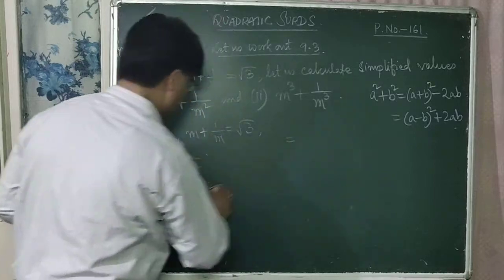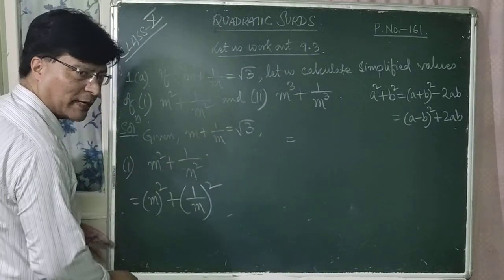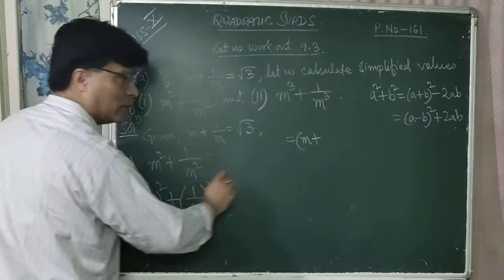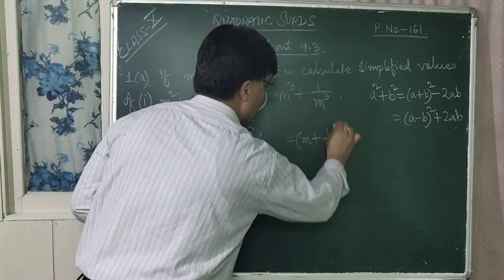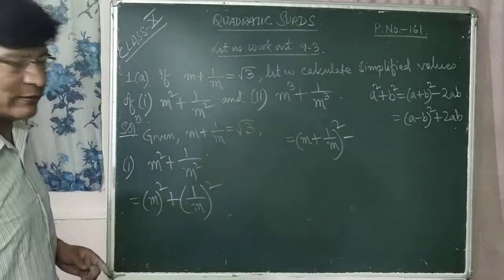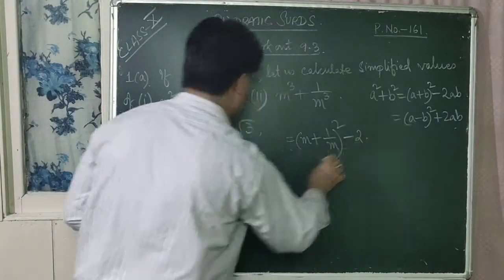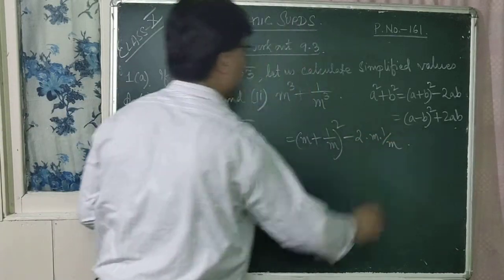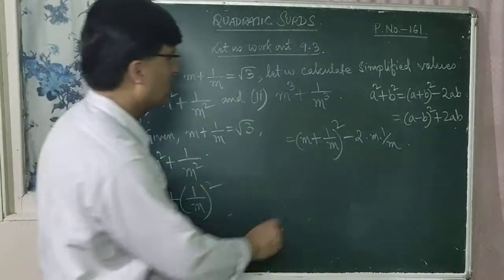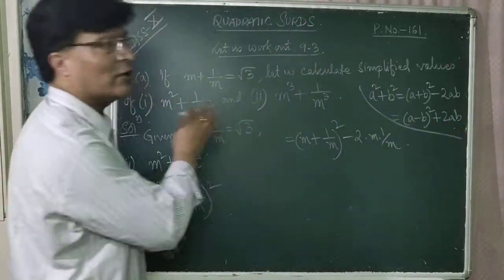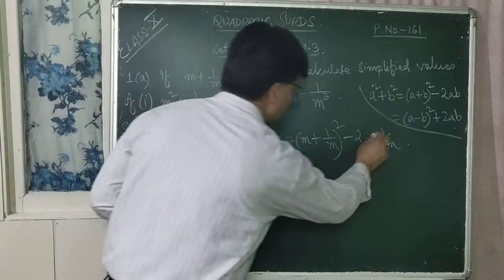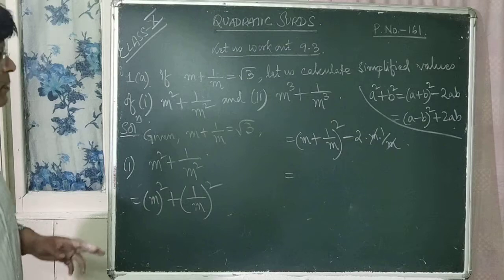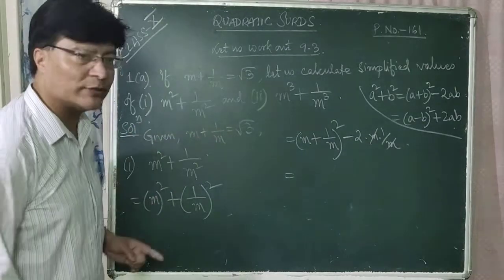The next step is a plus b whole square minus twice ab. What is a here? m plus, what is b? 1 upon m, whole square, minus sign is there. So 2 into, what is a? a is m into, what is b? 1 upon m. Is it clear now? I think you have understood it. Here m and m get cancelled, which is equal to, what is m plus 1 upon m? What is given in the question? It is root over 3.